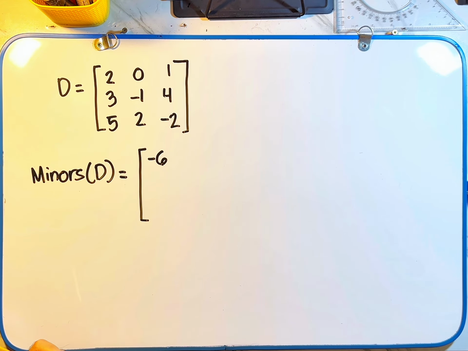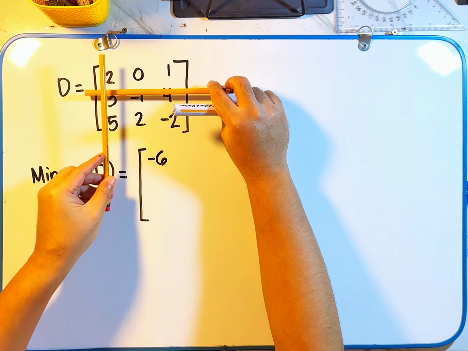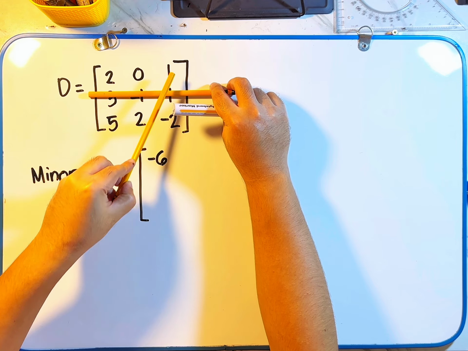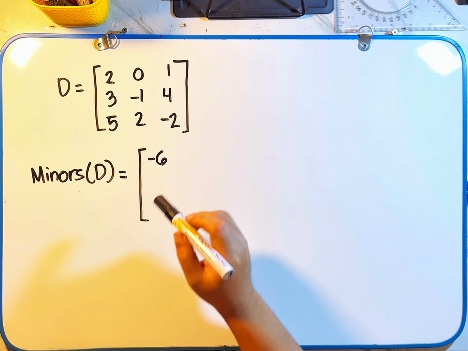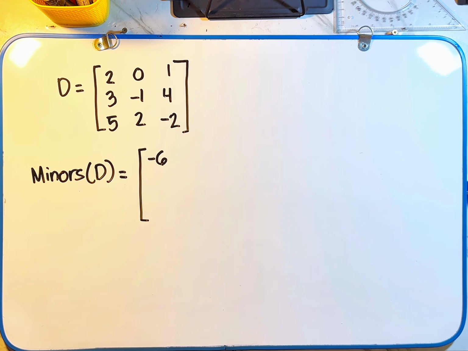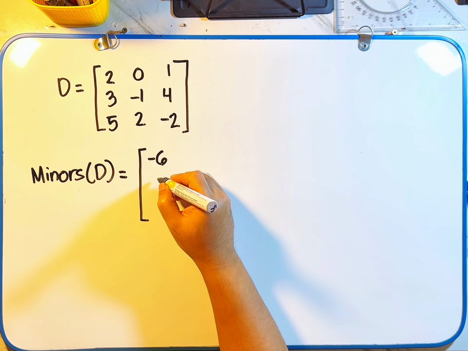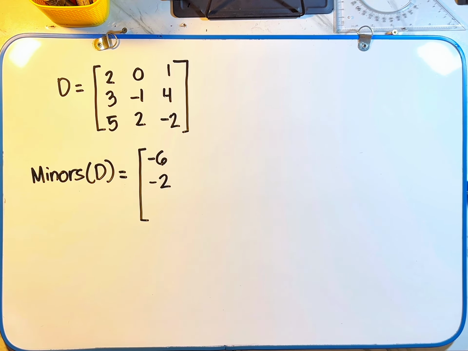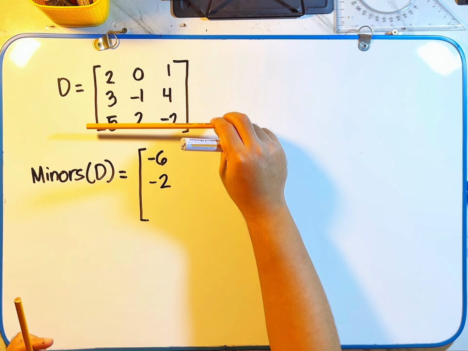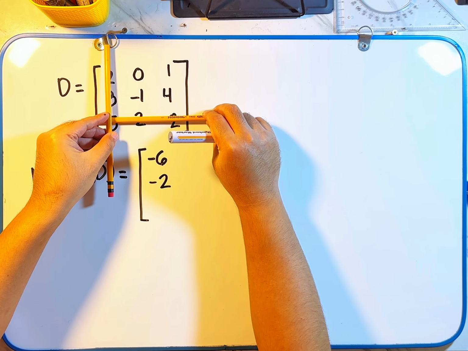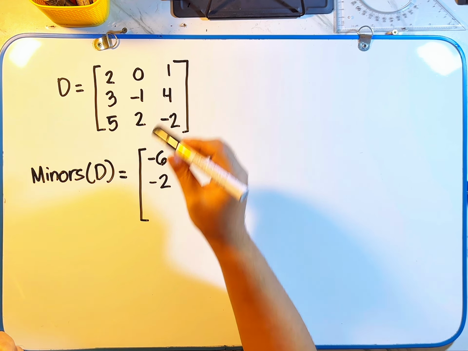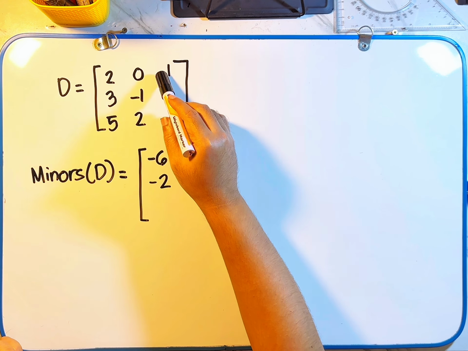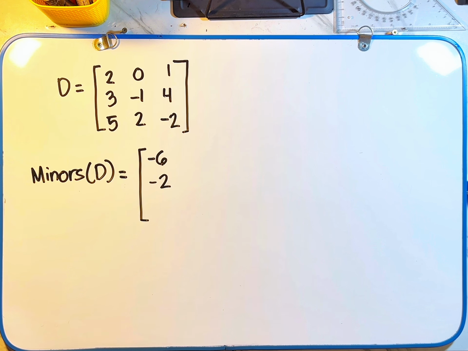Okay? Next, the element in the second row, first column, we're left with these 4 numbers. Therefore, 0 times negative 2 is 0. Minus 2 times 1, that's 2. So 0 minus 2 is negative 2. Next, the element in the third row, first column, so we have these 4 elements. 0 times 4 is 0. Minus negative 1 times 1, that's negative 1. So 0 minus negative 1, that is positive 1.